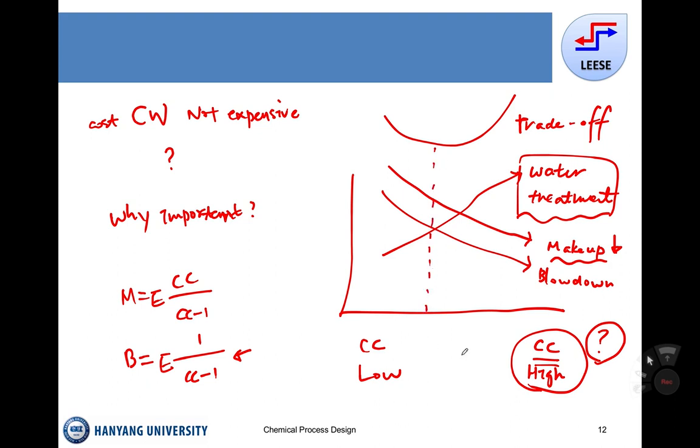So it's very case specific. So sometimes a high CC is preferred, sometimes a low CC is preferred. So there is an optimal number of the CC, okay? So it's a decision variable.